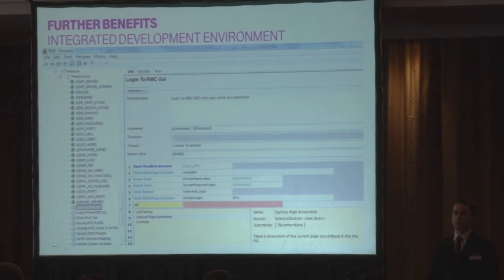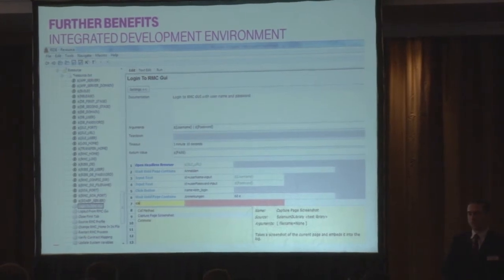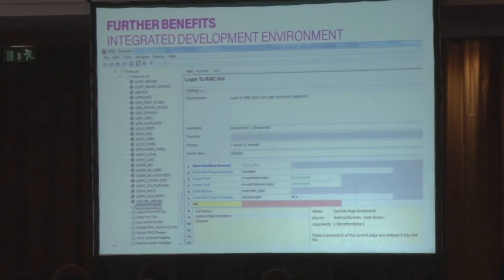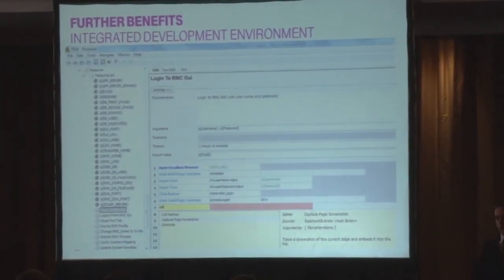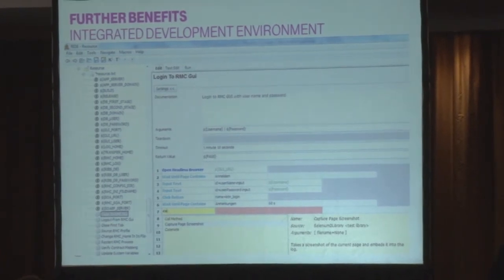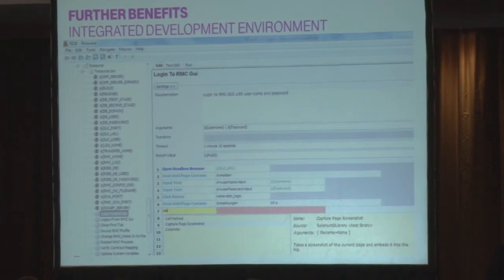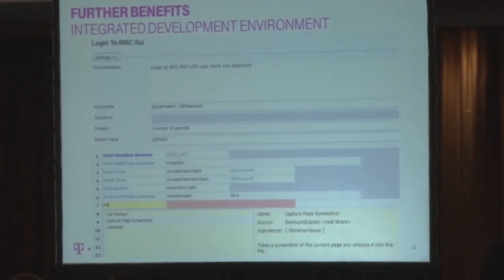It also comes with an integrated development environment. This front-end can be seen on the screen right now. On the left-hand side, there's a browser. Here you can see the content of a so-called resource file, test script file. You can see the variables and the list of keywords. On the right-hand side, there is the implementation of the keyword we have seen before.